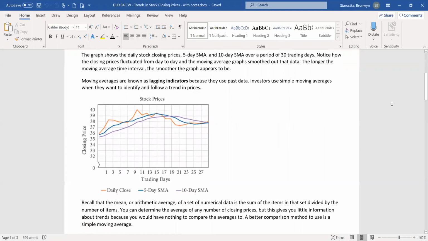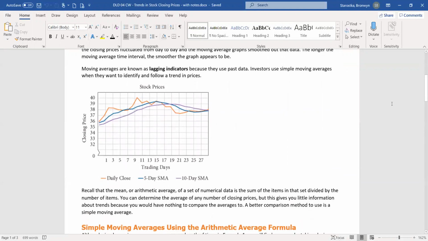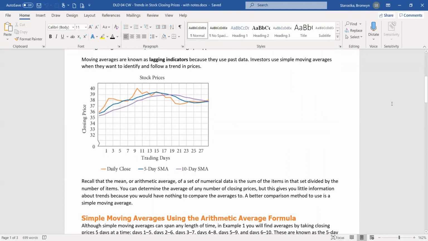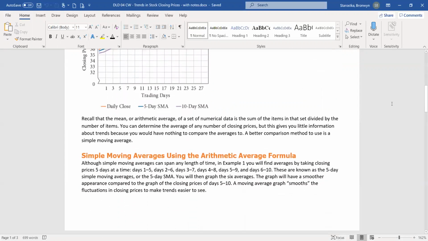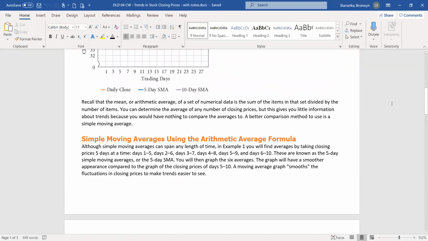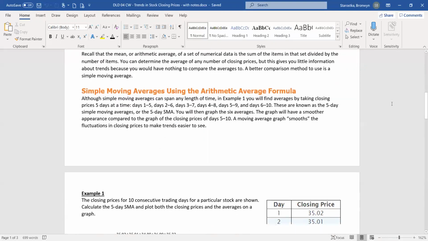And when you do that, it's going to smooth out your graph so it doesn't fluctuate as much. And the longer the moving average time interval, the smoother the graph is going to appear to be. And in stock market speak, moving averages are known as lagging indicators because they use past data. So that's not going to predict what happens in the future, but you can use simple moving averages to look for patterns. So, simple moving averages using the arithmetic average formula.